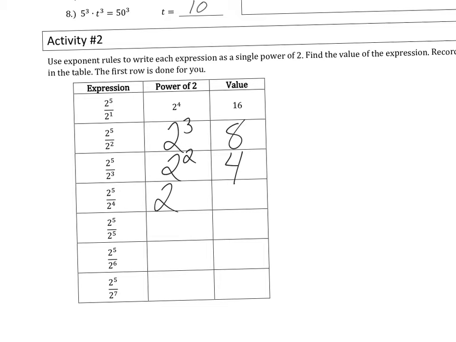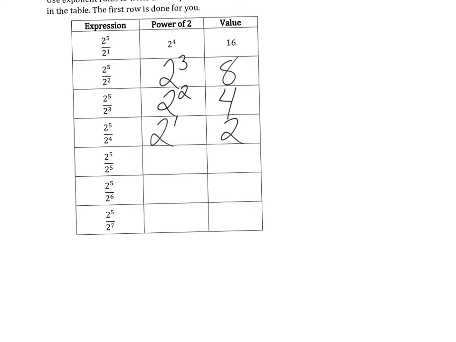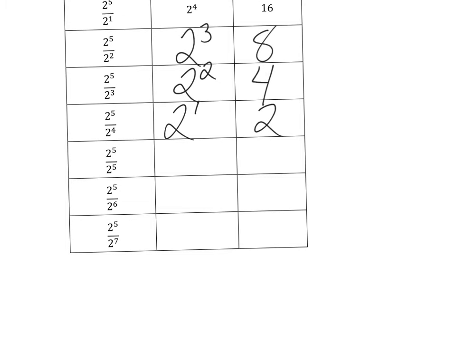2 to the 5 minus 4, which is 2 to the first power, which is just a regular 2. And then 2 to the 5 minus 5. So that tells me I'm going to have 2 to the 0. What do we think my answer is going to be? It's going to be 1. It is always a 1.